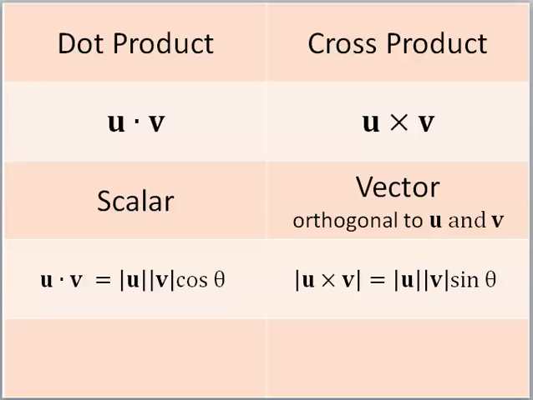Now, u dot v is equal to the magnitude of u times the magnitude of v times the cosine of the angle in between. U cross v, remember, is a vector, but its magnitude is equal to the magnitude of u times the magnitude of v times the sine of the angle between u and v.